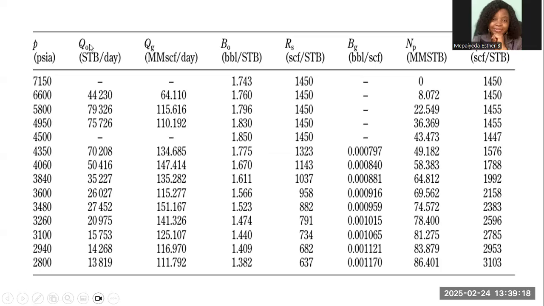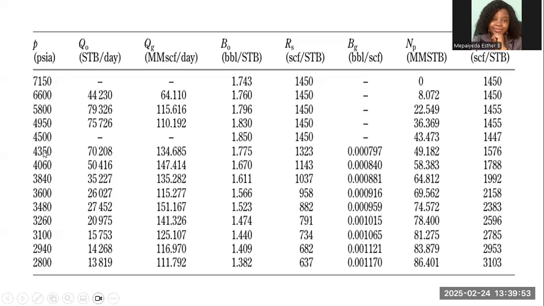And an interesting one we have here, we're given the production rate, oil production and gas production. You have the oil production here in SCB per day. You have the gas production in SCF per day. And then you're familiar with this, your BO, your RS. Don't forget this is your BOI, 1.743. Your RS, this is your RSI, 1450, and then your BG, gas formation volume factor, which actually started at your bubble point pressure.